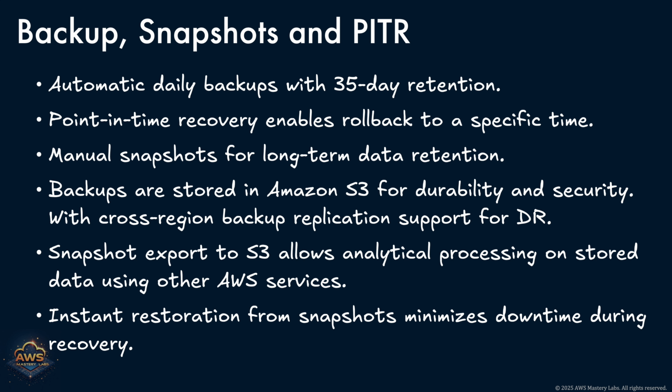All backups and snapshots are securely stored in Amazon S3, taking advantage of its high durability and availability. And for disaster recovery scenarios, you can replicate backups across AWS regions, ensuring your data is protected even if an entire region becomes unavailable. Aurora also supports snapshot export to Amazon S3, allowing you to extract data and run analytical workloads on it using tools like Amazon Athena or EMR, without impacting your live production database. When you need to recover, instant restoration from snapshots means your database can be brought back online quickly, minimizing downtime and getting your applications back up and running without delay.